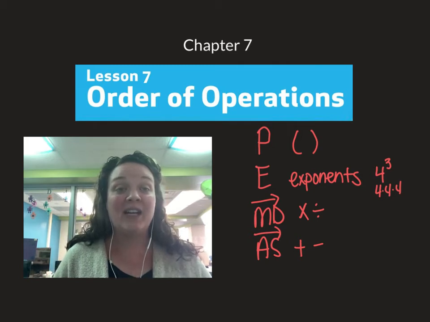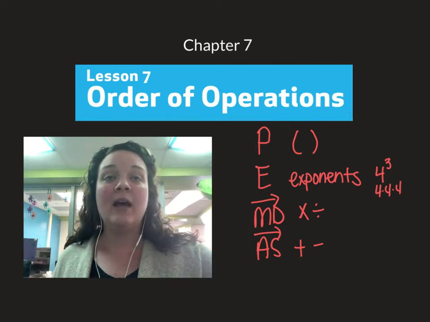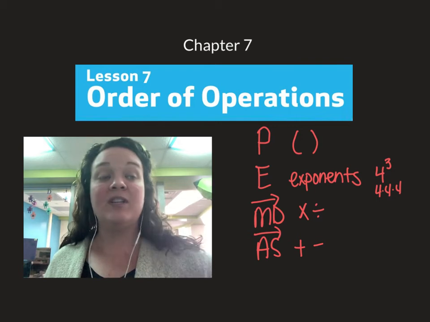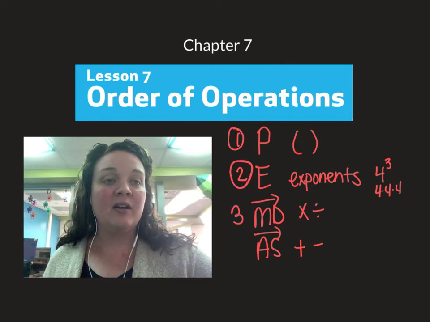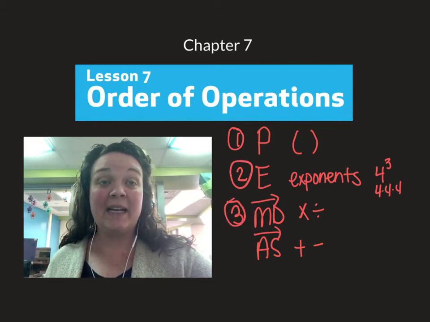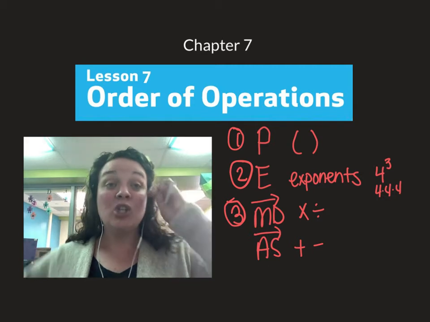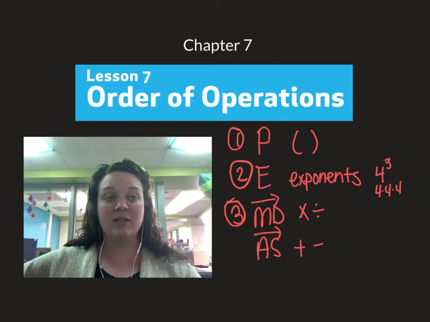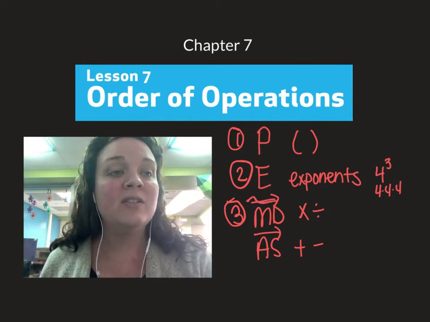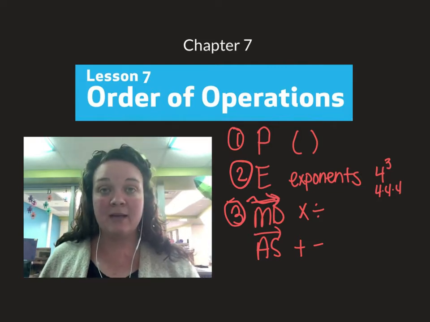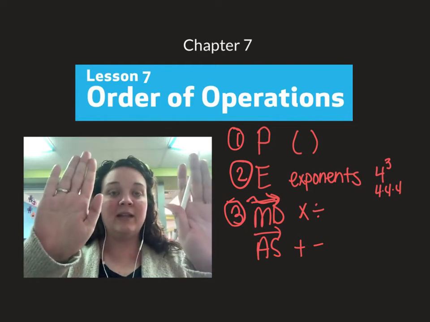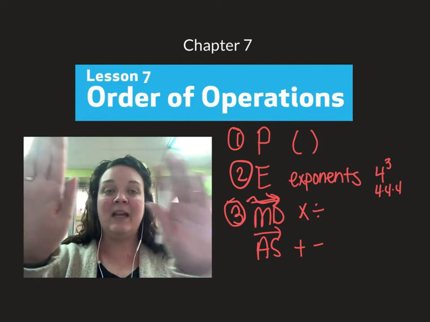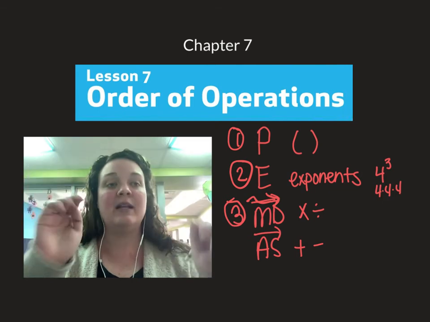Multiplication and division are the next. Now, some kids think multiplication comes before division, and that's not true. So here we have our first, second, and third. Notice multiplication and division are both number 3. So how do we know which one comes first? We go from left to right, just like we read. So if you have a multiplication and division and they're both in there, then you start from the left and go to the right, just like you're reading.